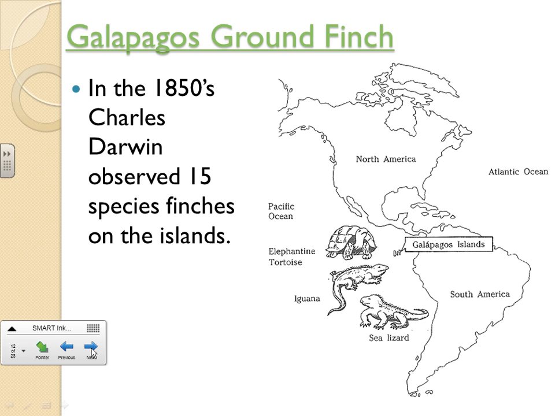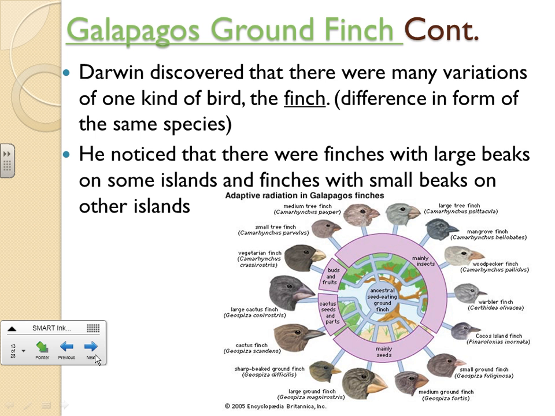at one point a volcanic island, so it didn't exist. So the volcano erupts, and all of a sudden we have our islands there. And what he found is these 15 varieties of finches, and Darwin discovered that there were many variations of one kind of bird, the finch. So it was different forms of the same species.